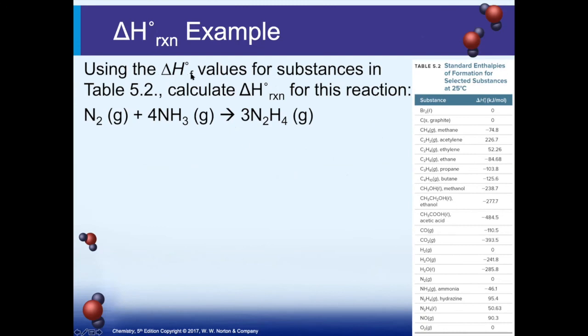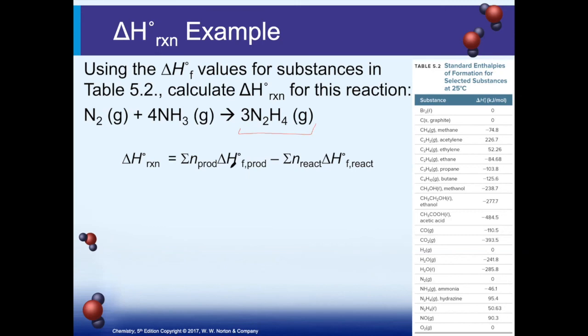Okay, so a little example here. We're going to use the delta H of formation values for substances in table 5.2 to calculate the delta H of the reaction for this reaction right here: N2 plus 4 NH3 to give 3 N2H4. Once again, I'm going to show this equation, because this is going to be given to you on your equation sheet. The first thing I need to do is look up the delta H's of formation for all the products. Well, there's just one product.